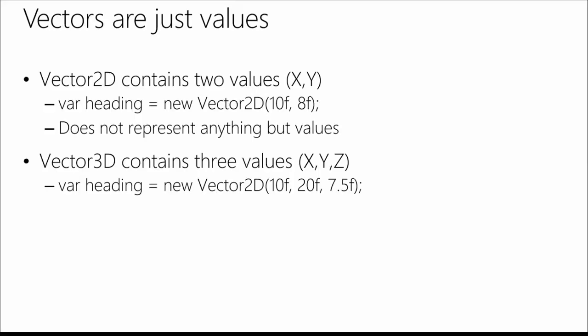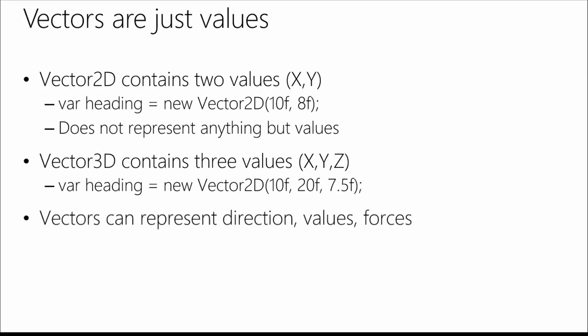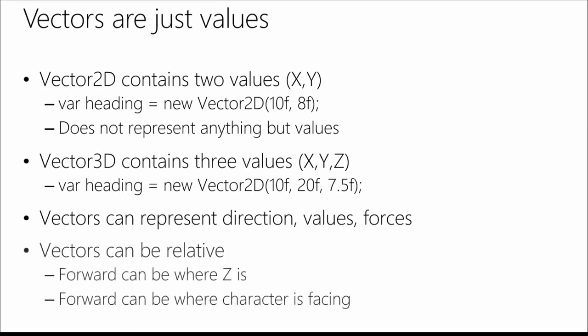A Vector3 object, which exists in Unity, just contains three values, x, y, and z. And again, they're just numbers. The fact that it's called x, y, z means absolutely nothing. They could have called it q, h, and a. It's just that they try to map it to the coordinate system you're using in Unity. Vectors can represent different things: directions, values, forces, or a rotational value. They're just values. And they can be relative too, which is very important to understand in Unity.